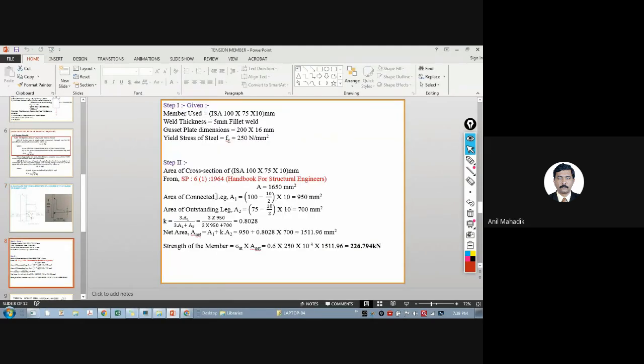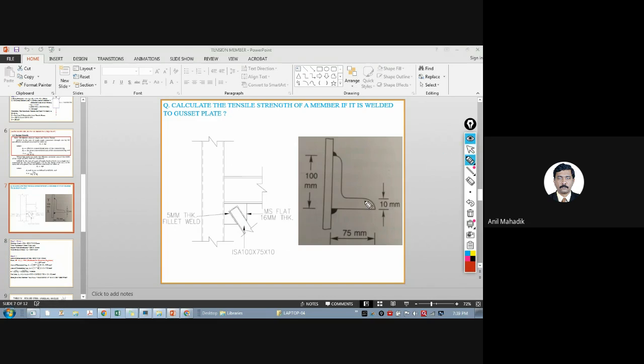So here you can see A1 is nothing but 100 minus 10 by 2, into 10, where 10 is the thickness. As this angle is composed of this leg and this leg, we generally take at the center. So whenever we take the connected leg area, we subtract this half portion. What is this half portion? Means 10 by 2. We are only interested in this hatched area. This is the connected leg area. And here also, I will consider this.